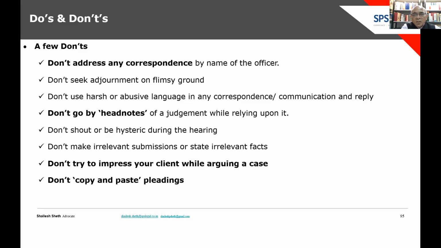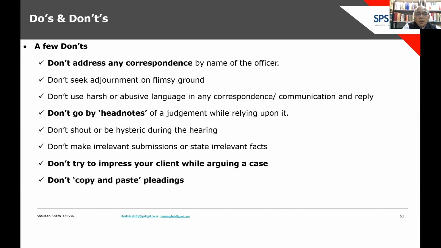Don't shout or be hysteric during the hearing. Your emotional hysteria in the argument will not get you any result. Be very polite, very calm, composed, to the point, firm, clear, explicit. Don't make irrelevant submissions or state irrelevant facts.